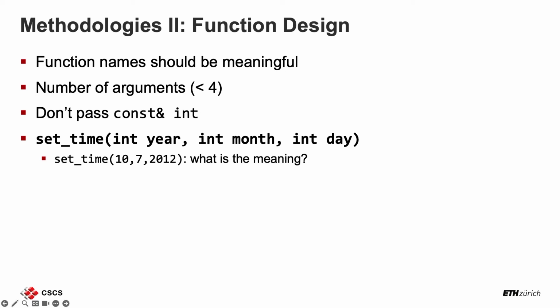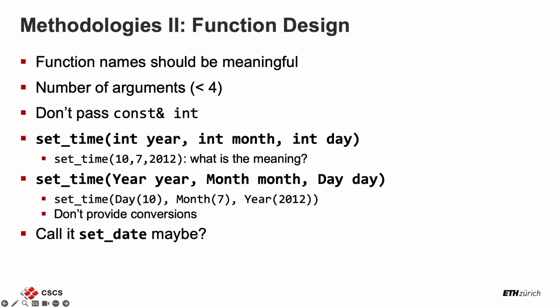So, function design. If I have a function that I call set time, and the first argument is the year, the second is the month, and the third one is the day, they're all integers. And I call set time 10/7/2012. What does that mean? What is the 10 and the 7? Am I sure that I'm passing the day? 10 is the year, 7 is the month, and 2012 is the day. There's no check here in the interface. They're all valid integers.